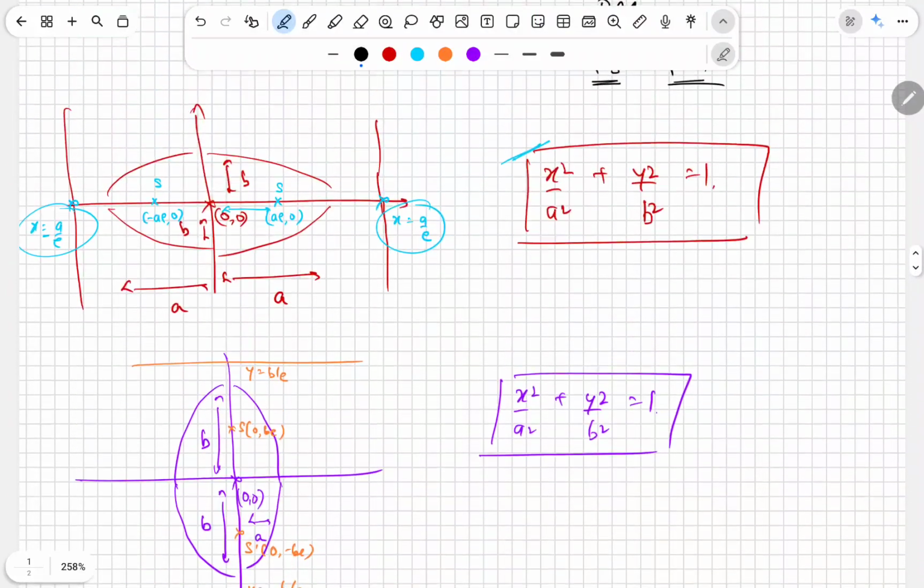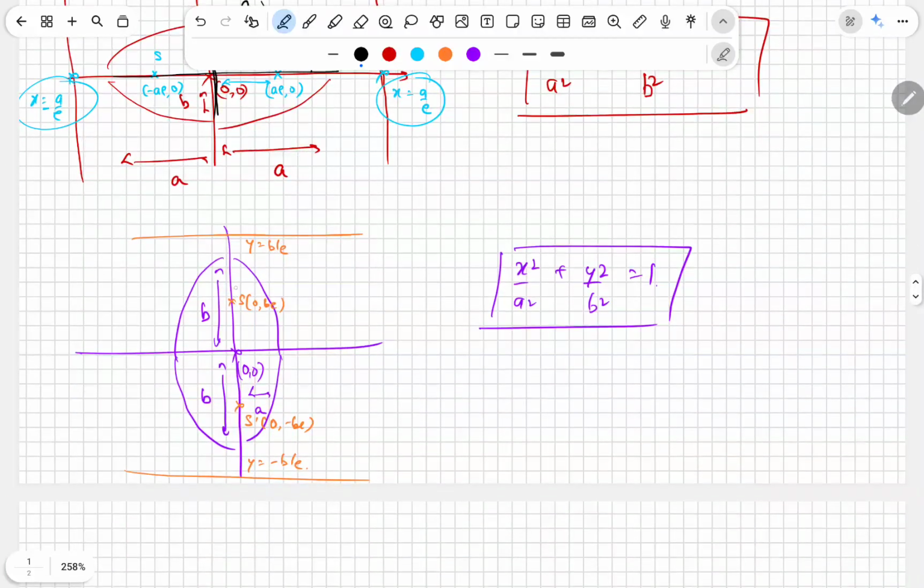I hope you have covered the chapter parabola. So you will be knowing this is known as axis since it is the longer side. So this is the major axis. This is the shorter side. So this is the minor axis. In the second example, this is the longer side. So this is the major axis. This is the shorter side. So this is the minor axis.